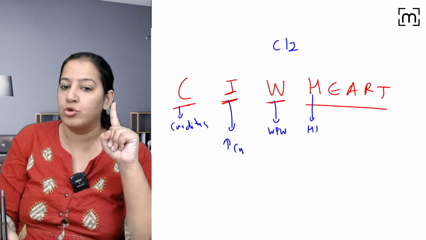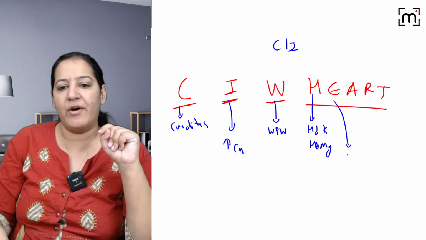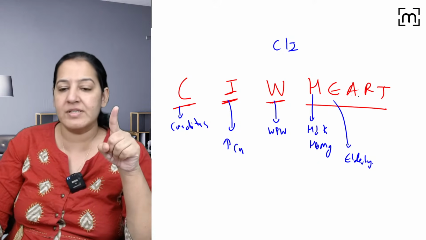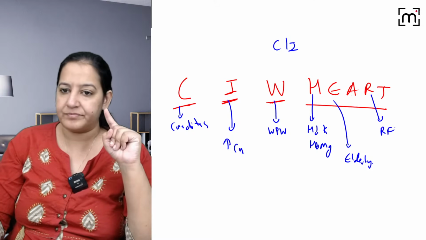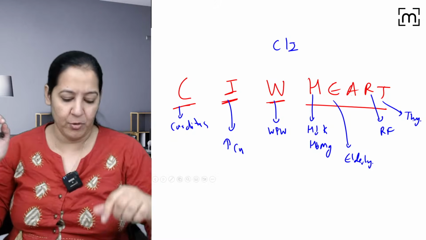H is hypo. There are two hypos: hypokalemia, hypomagnesemia. E stands for elderly. Elderly, right? A, I forgot. What was A? R was renal failure. And T is thyroid disorders. T was thyroid disorder. So that is the mnemonic you have to learn.